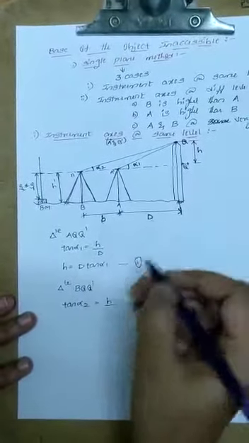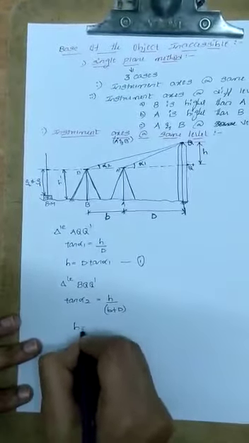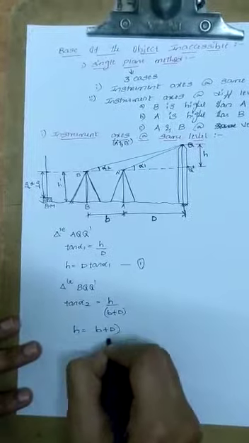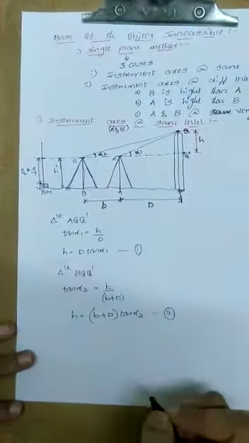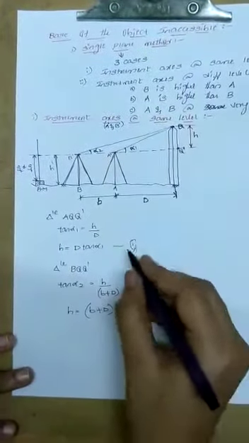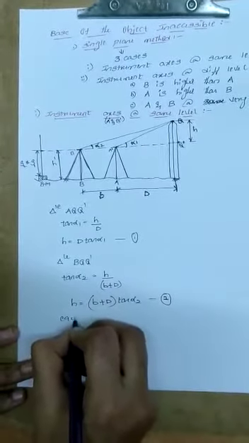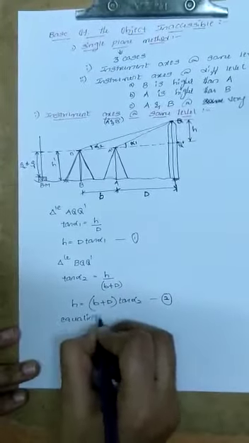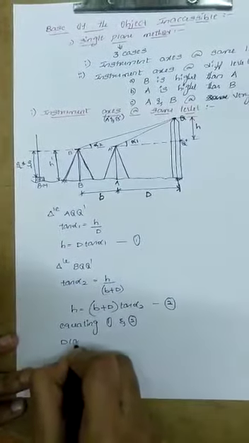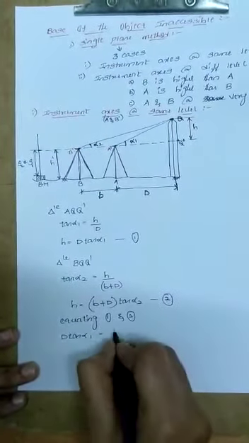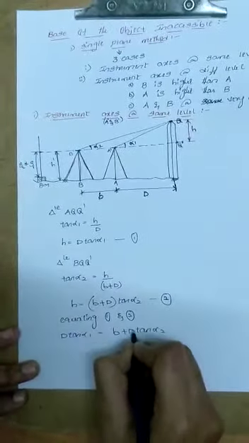It will be B plus D, is it not? B plus D. Then cross multiply, H will be equal to B plus D into tan alpha 2. Call this equation 2. Now equating equation 1 and 2, D tan alpha 1 will be equal to B plus D tan alpha 2.